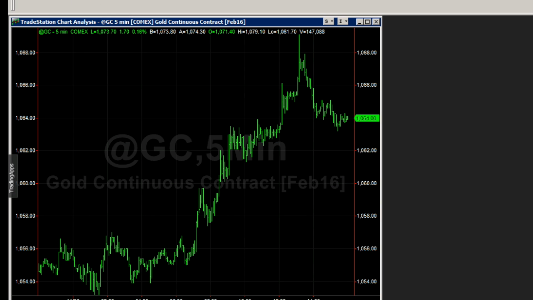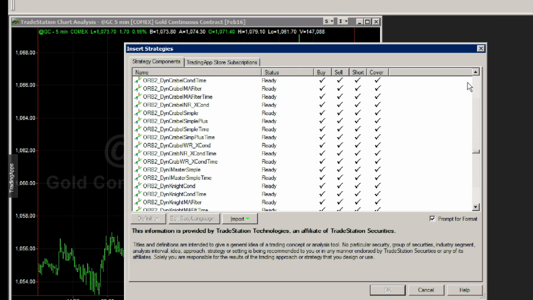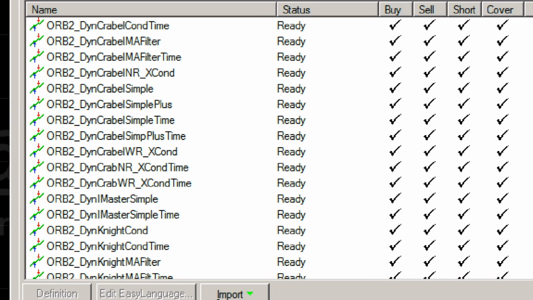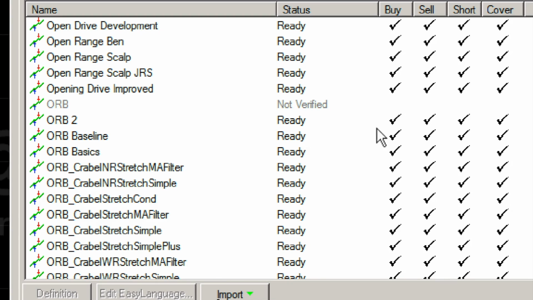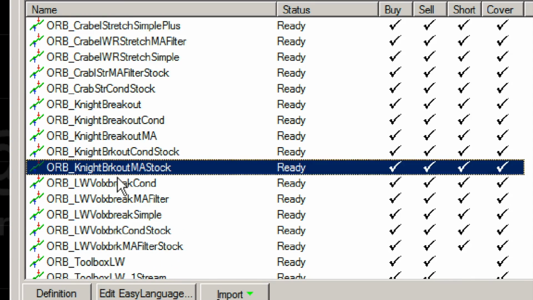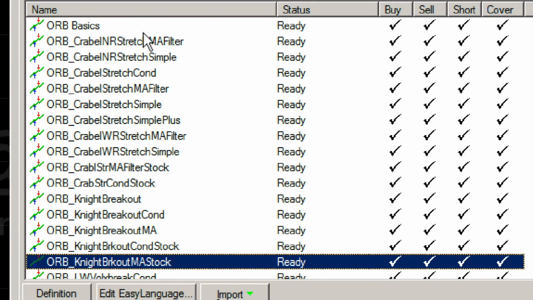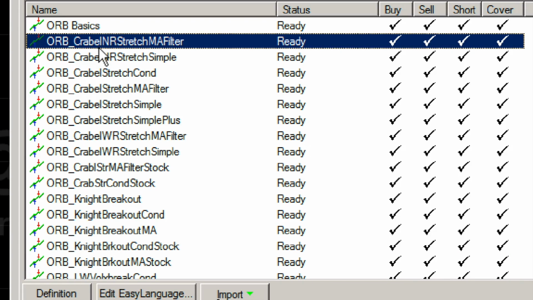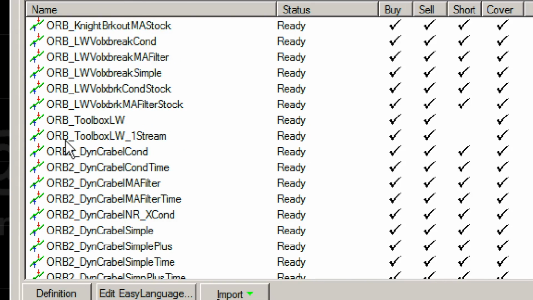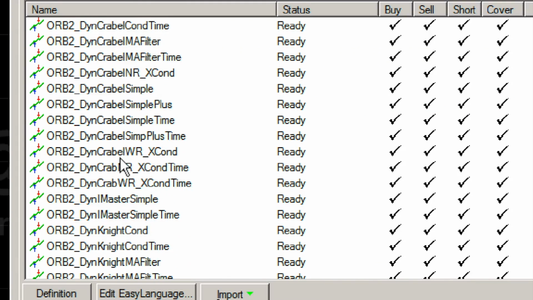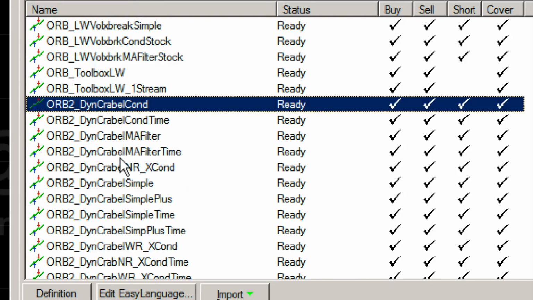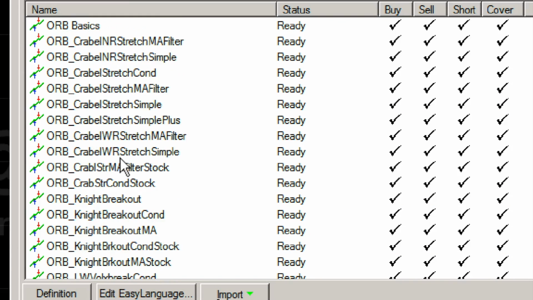If we go insert a strategy, if you go to ORB, you'll find a whole bunch of strategies. These are all the strategies that are available within the toolkit. So the first thing you'll notice is there's a big group of them, just ORB and then ORB2. The first group, ORB, contains the classic breakout.